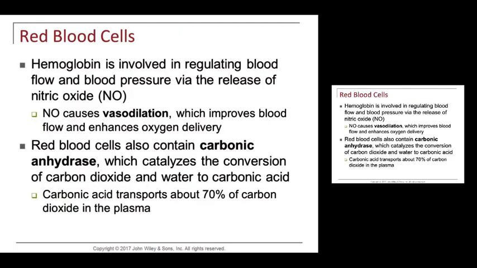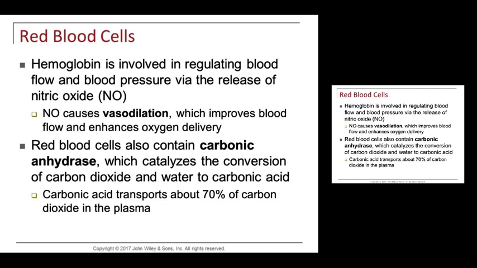Hemoglobin is involved in regulating the blood flow and blood pressure by the release of NO, nitric oxide. NO comes from arginine, an amino acid that causes vasodilation, and that can improve blood flow. And if you have dilated blood vessels, you can deliver more oxygen. More red blood cells carry hemoglobin, so you can have more oxygen, which is more energy.